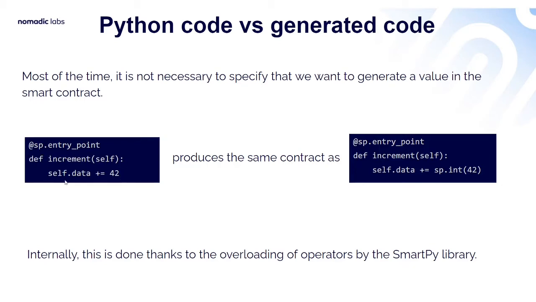So if you had just written this, where we have the number 42 that we add to the storage, automatically the number 42 will be generated in the contract. So this produces exactly the same contract as this, where we explicitly say that we want to generate the integer 42. This is done internally using overloading of operators. So it can detect that on the left side you have a SmartPy object, therefore we should generate a SmartPy contract object for the number 42 as well.